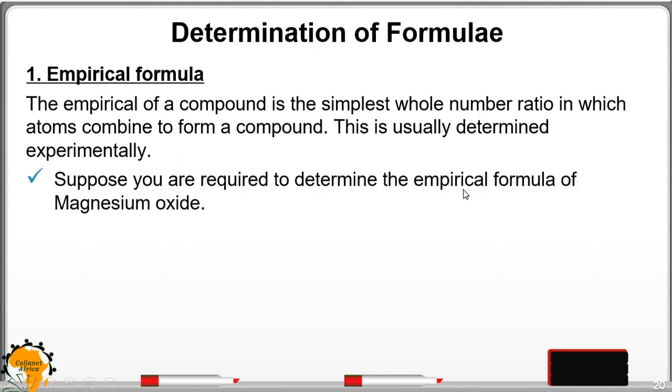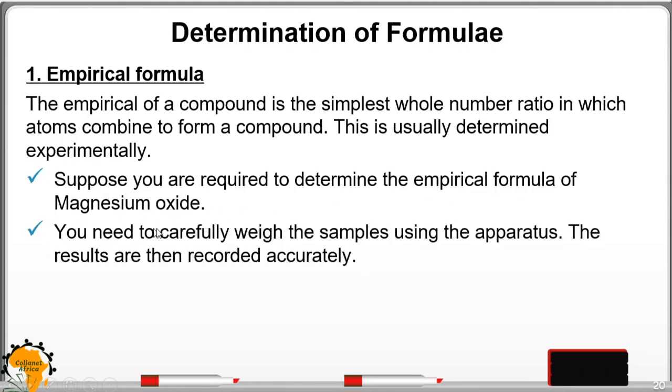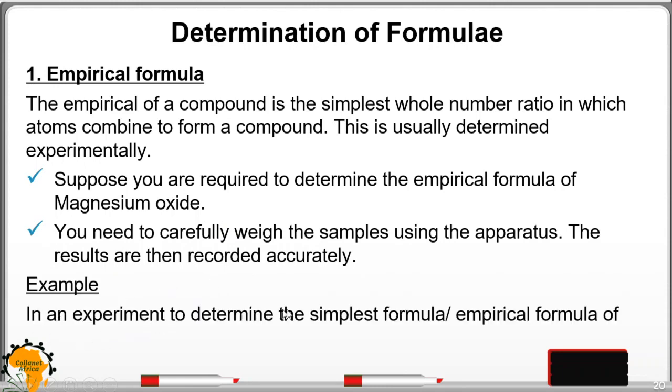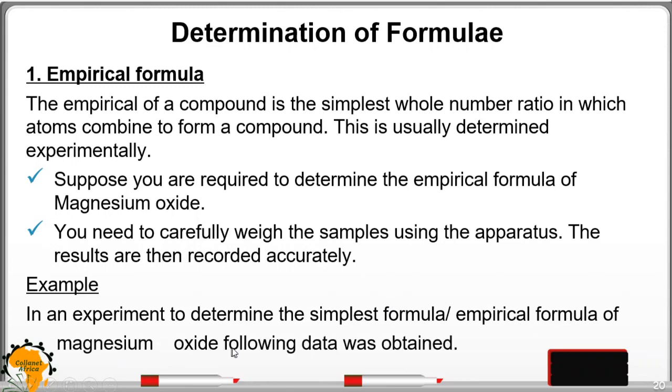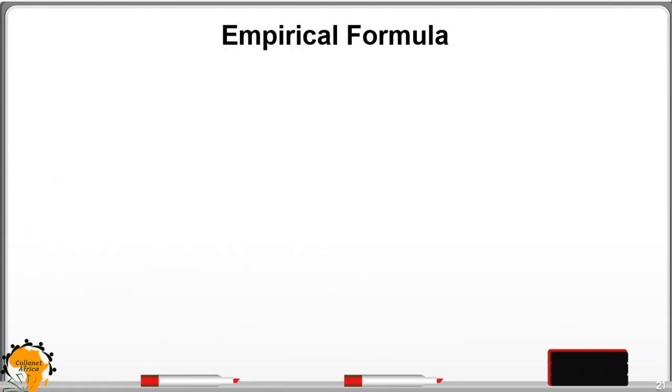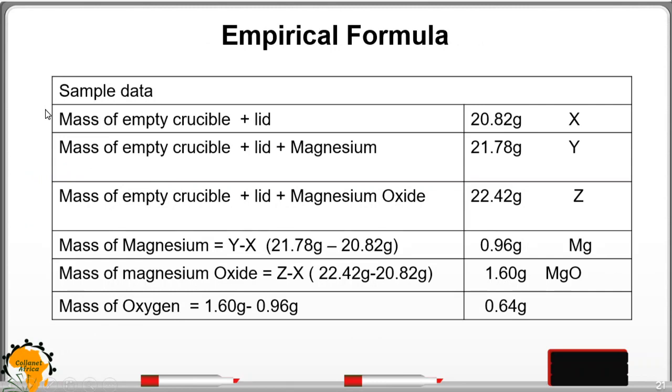Suppose you are required to determine the empirical formula of magnesium oxide. You need to carefully weigh the sample using apparatus. Then the results should be recorded carefully and accurately. As an example, in an experiment to determine the simplest formula, which is the empirical formula, of magnesium oxide, the following data was obtained. The sample data look like this in table form.